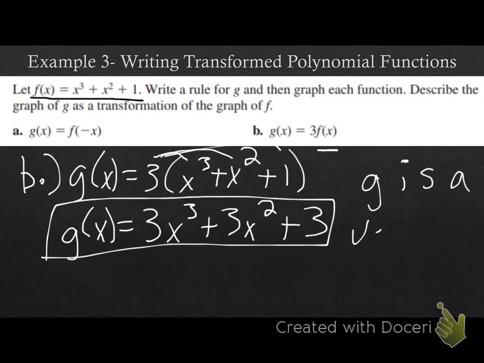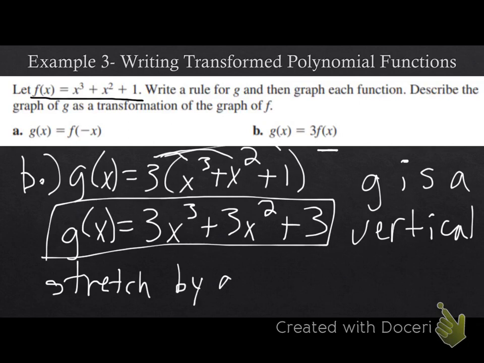So g is a vertical stretch by a factor of 3 of f. Is that the only transformation occurring? Yeah, it is, because my function's only being multiplied by 3. Not adding or subtracting anything anywhere. I don't have any negatives anywhere, and I don't have any numbers being multiplied inside the parentheses. So the vertical stretch by a factor of 3 is my only transformation.